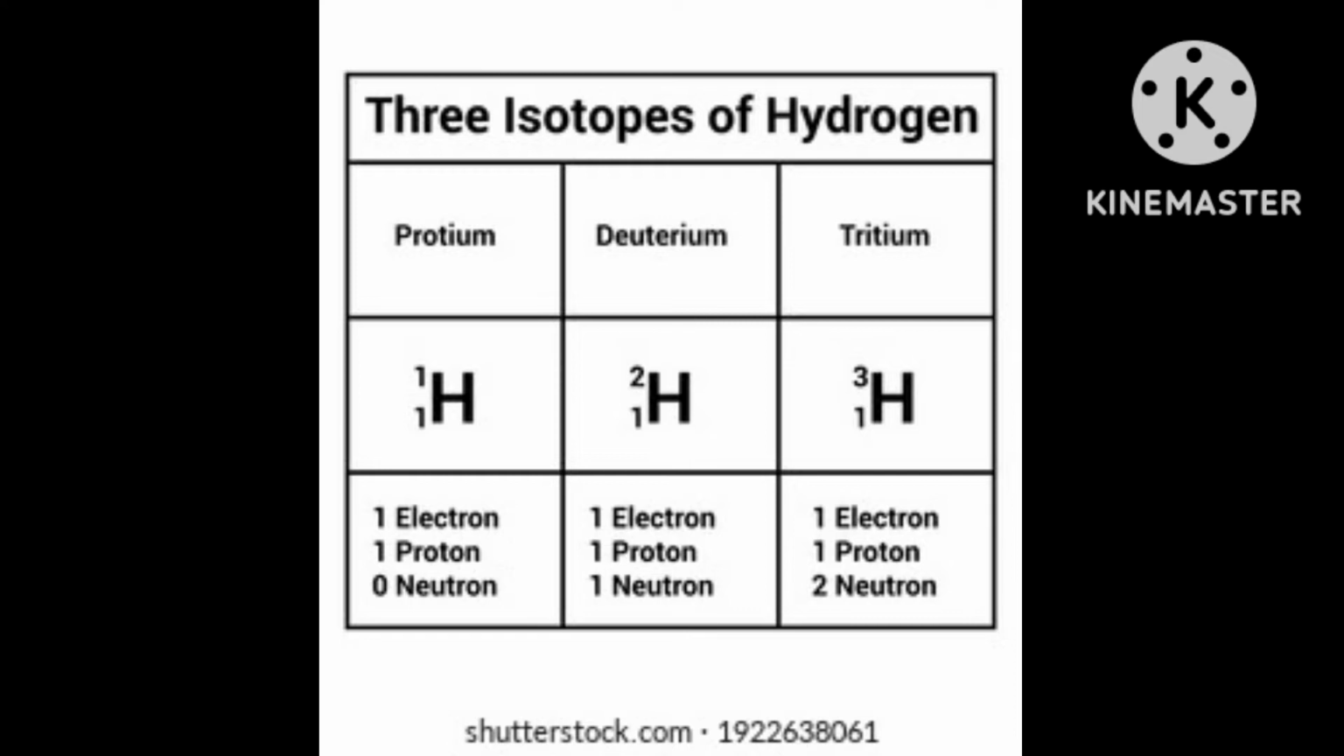Now the pertinent question arises: where should it be placed in the periodic table? It has similarity with alkali metals, group 1, and also with group 17. So where should it be? In the periodic table, it got a separate place on the top. It was always a matter of discussion where hydrogen should be placed in the periodic table.